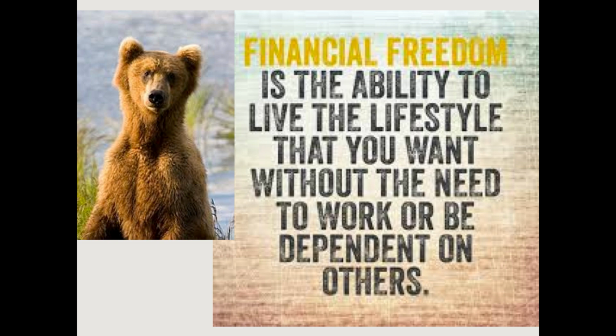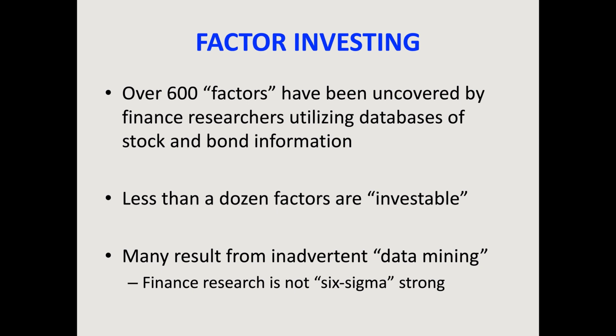So factor investing. What are factors? Well, basically, a lot of research is done into databases of stock market information. Individual stocks have characteristics, and basically finance professors and other researchers run a whole bunch of regression analysis and the like to try to identify what contributes to returns. And in fact, probably about half a dozen years ago or so, John Cochrane famously said that we have a factor zoo out there, that there's over 600 factors out there. But if we really look at what's been found, we find that only a dozen of those are really investable.